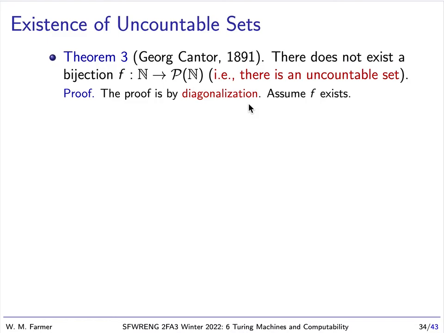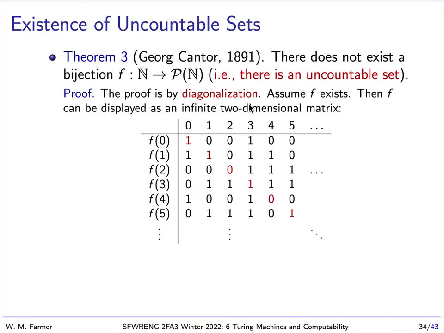So if there is such an f, then we can basically count out the members of the power set of N. So f of 0 will give us the first member, f of 1 will give us the second member, f of 2 will give us the third member, and every member will eventually appear on this list.